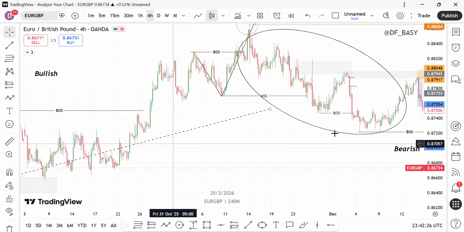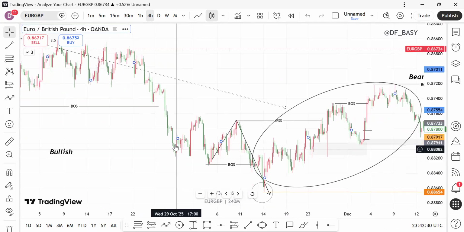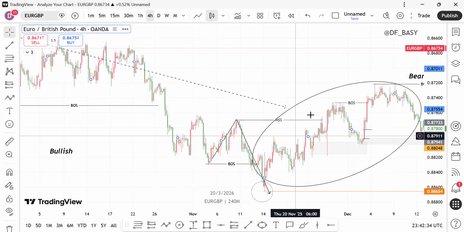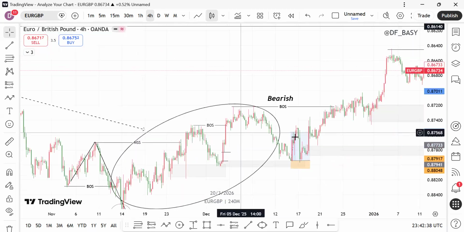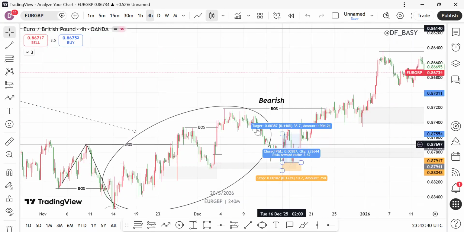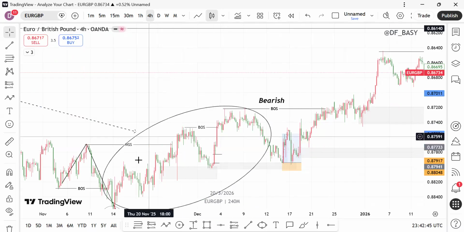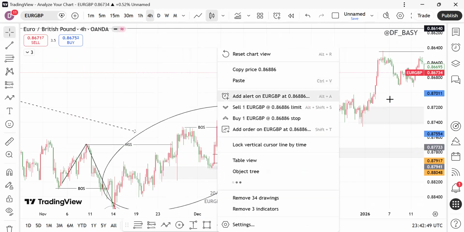So if this was a bearish trend, let me flip this upside down. If this was a bearish trend, you have a break of structure to the upside, then you have market structure shift here, then another break of structure. The next thing we'll be looking for is buys. So this is how you identify when market has changed, the trend has changed, and when it's about to change.